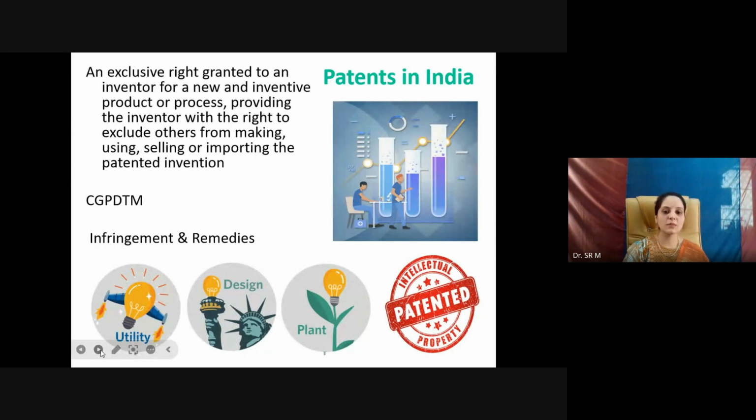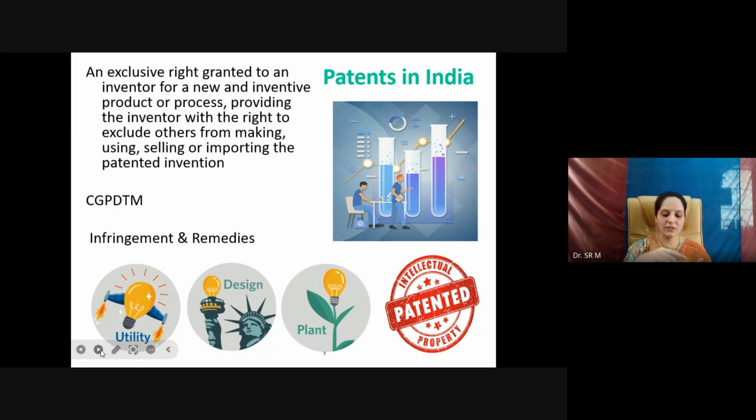So the patent system in India is administered by the Indian Patent Office, and this operates under the CGPDTM, Controller General of Patents, Designs and Trademarks.